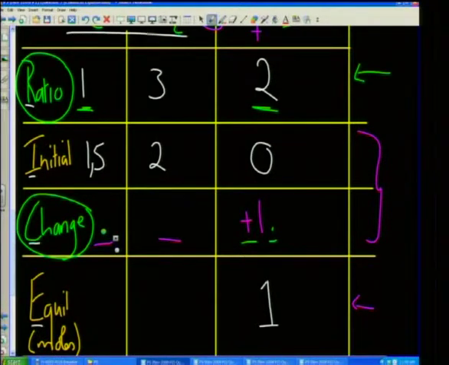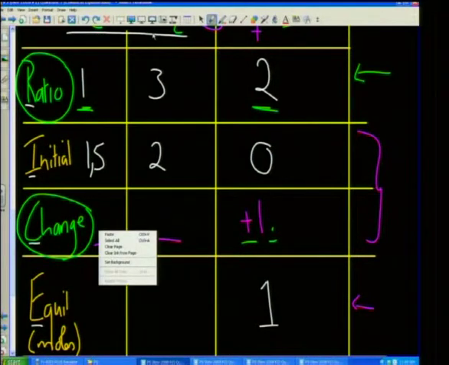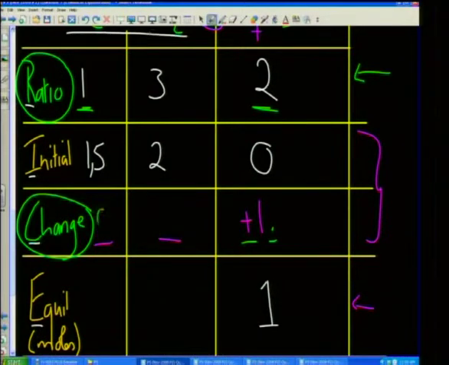What am I going to do to the 1 to get the equivalent ratio here? I must divide by 2. So what am I going to do? I'm going to say 1 divided by 2 is equal to a half, 0.5. Notice, if I doubled this, I would get 1. If I double that, I get 2.